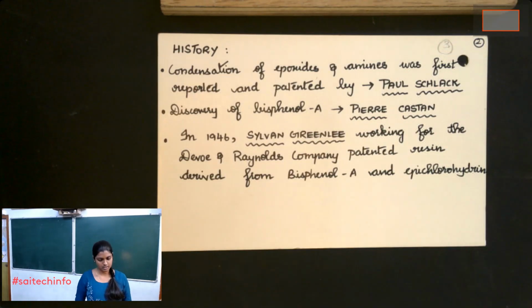Condensation of epoxides and amides was first reported and patented by Paul Slack. Discovery of bisphenol A is done by Pierre Castin, and in 1946, Sylvain Greenlee, working for the Devoe and Reynolds Company, patented resin derived from bisphenol A and epichlorohydrin.